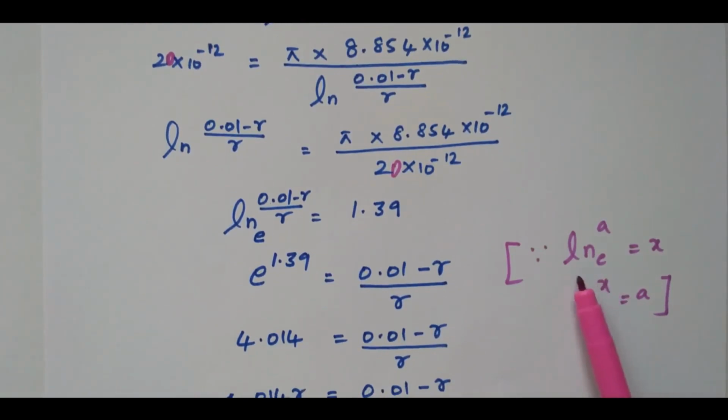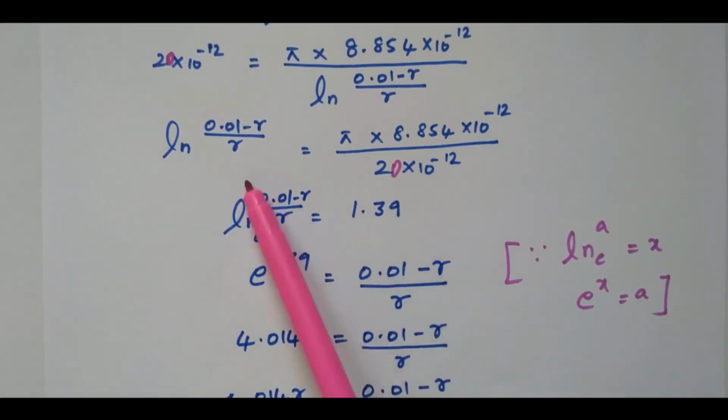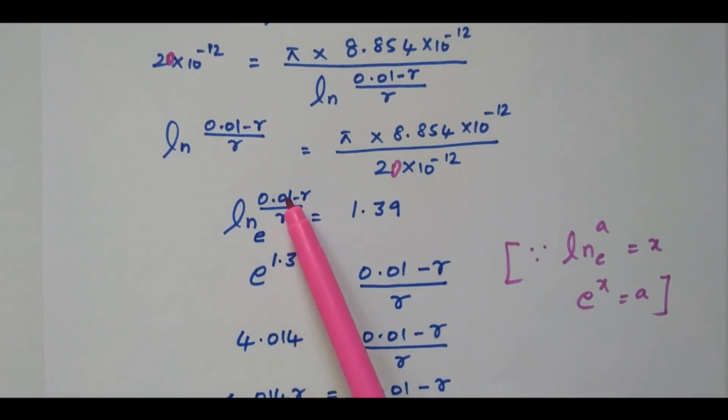So here one example is available. Log base e of a equal to x can be rewritten by interchanging these two values: e power x equal to a. That is how we remove the log, right? E power x equal to a. Like that, you have to bring this value here: e power 1.39, and this value here: (0.01 minus r) by r, right?